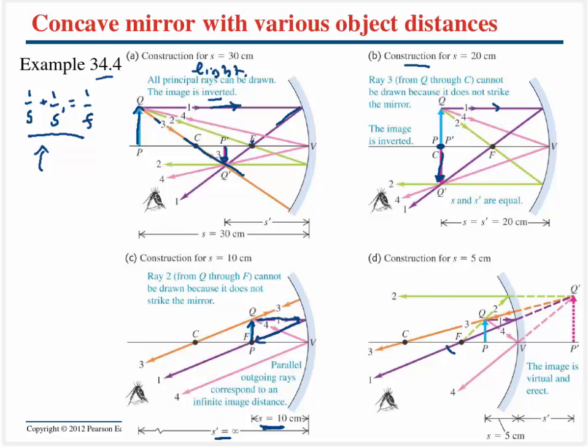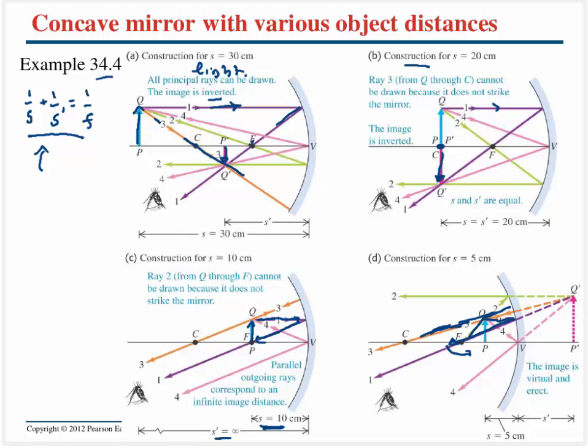And lastly, once you move inside of the focal point, we still draw the same lines. We would still draw a line going in and then coming out in the parallel direction, going through the focal point. We would draw, say, maybe line 3 that's going to just go back and forth like that.